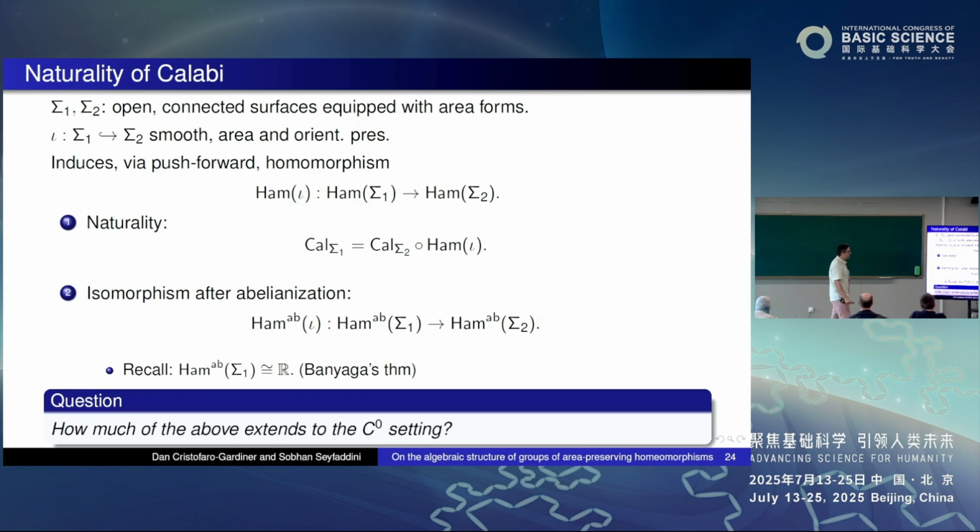And the question Oliver and I were looking at is how much of this extends to the C0 setting. We were particularly interested in the naturality property, but keep in mind that the extension of Calabi that Dan just described was constructed via the axiom of choice. So there is just no reason why it would satisfy a property like this, because it's a bit ad hoc. It depended on the choice of the surface, and the spectral invariants actually a priori depend on the choice of the surface too. So there is no reason to think that it satisfies that naturality property.